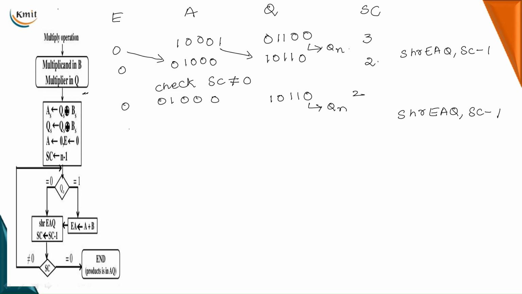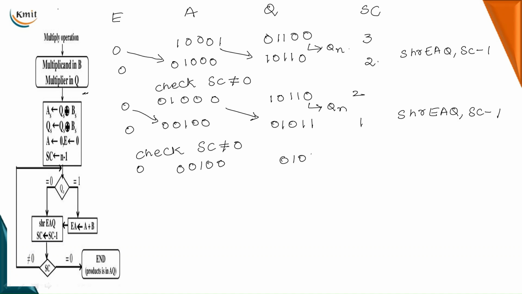So perform a shift right operation. Here you get a 0. Here you get 00100, and here Q register you get 01011, and sequence counter becomes 1. Now you have to again check if sequence counter is 0. Since sequence counter is still not equal to 0, you are going to check qnth bit. 01011 and 1. Now what is Qn? Qn is 1. So when Qn is 1, what you have to do? You have to add A plus B.